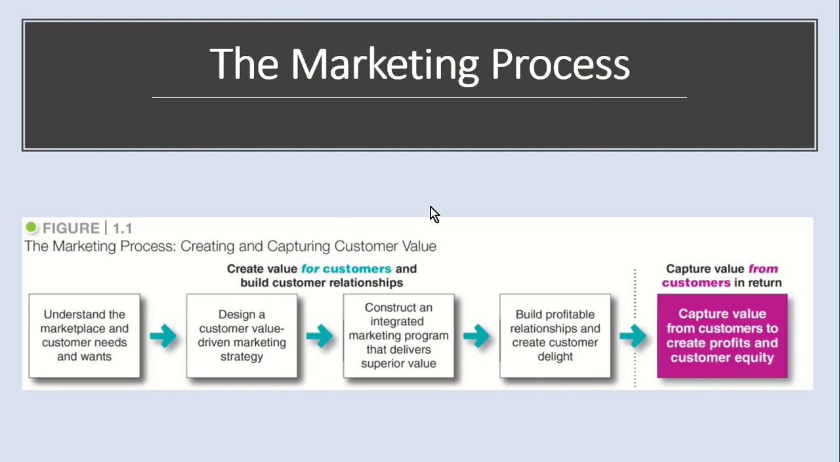When you discuss your product and the company in your presentation, you should talk about the relationship and sustainability, maintaining or achieving customer satisfaction, and all the steps which are directly linked to your product and your company. The first step of the marketing process is understanding the marketplace and customer needs and wants, and then designing the customer value driven marketing strategy. After that comes the marketing mix, and then customer relationship management.